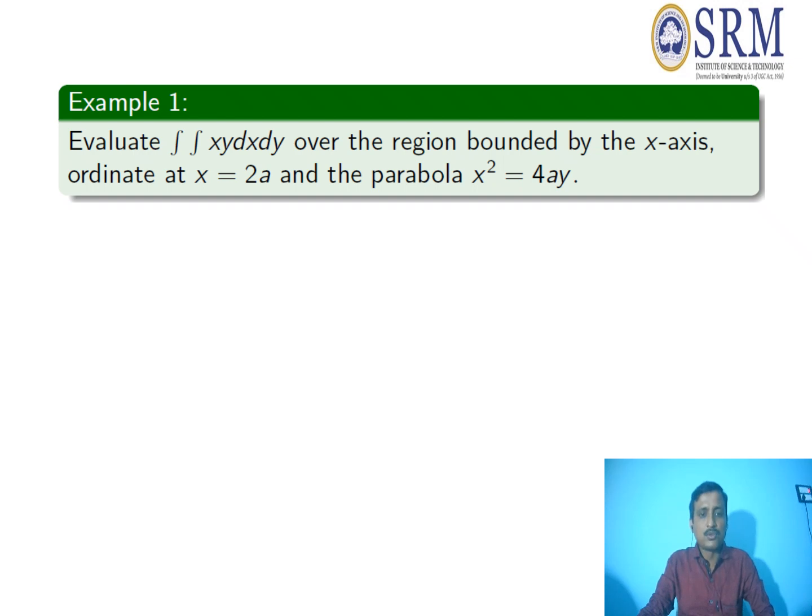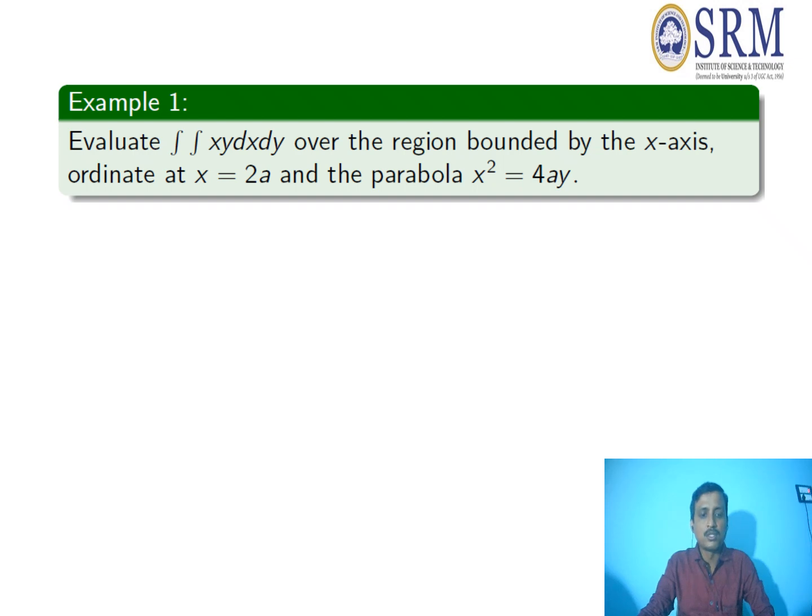So this is the first question we are going to evaluate: finding the area over the region bounded by the x-axis and the ordinate x = 2a and the parabola x² = 4ay. Here a is a constant, and we are considering it a positive constant.